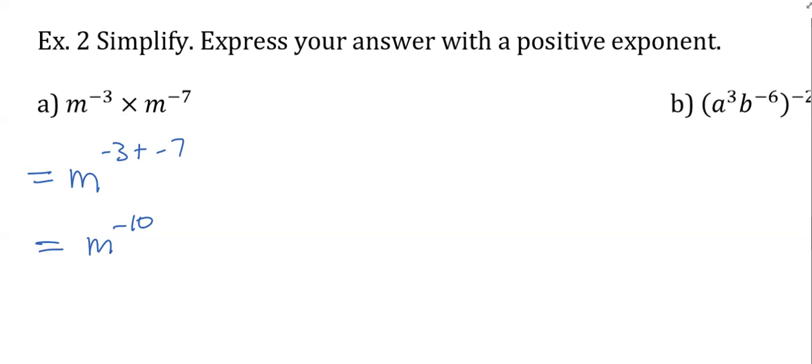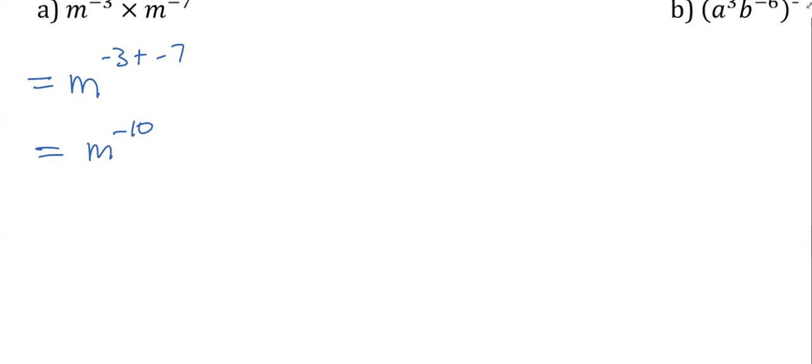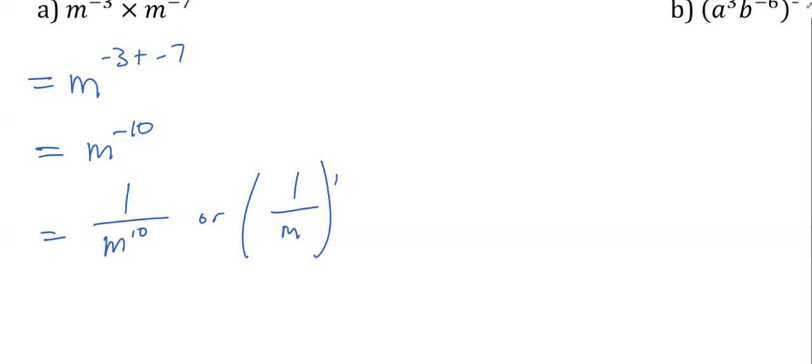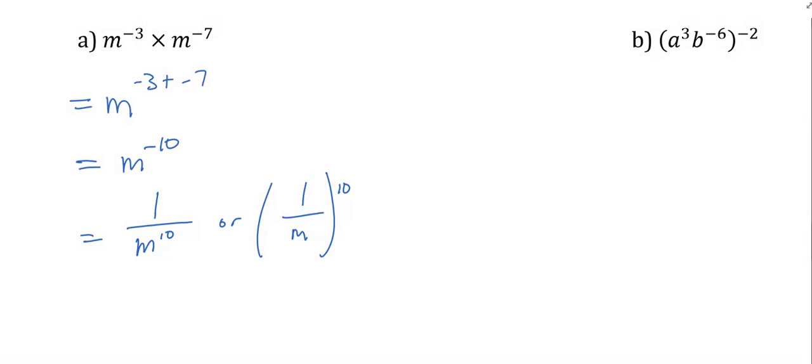But what do the instructions say? I have to leave it with a positive exponent. So how do I do this? Very nice. 1 over m to the 10. Or like I was saying before, you could do the whole thing in brackets like that if you wanted to. Same idea. Okay? Any questions?